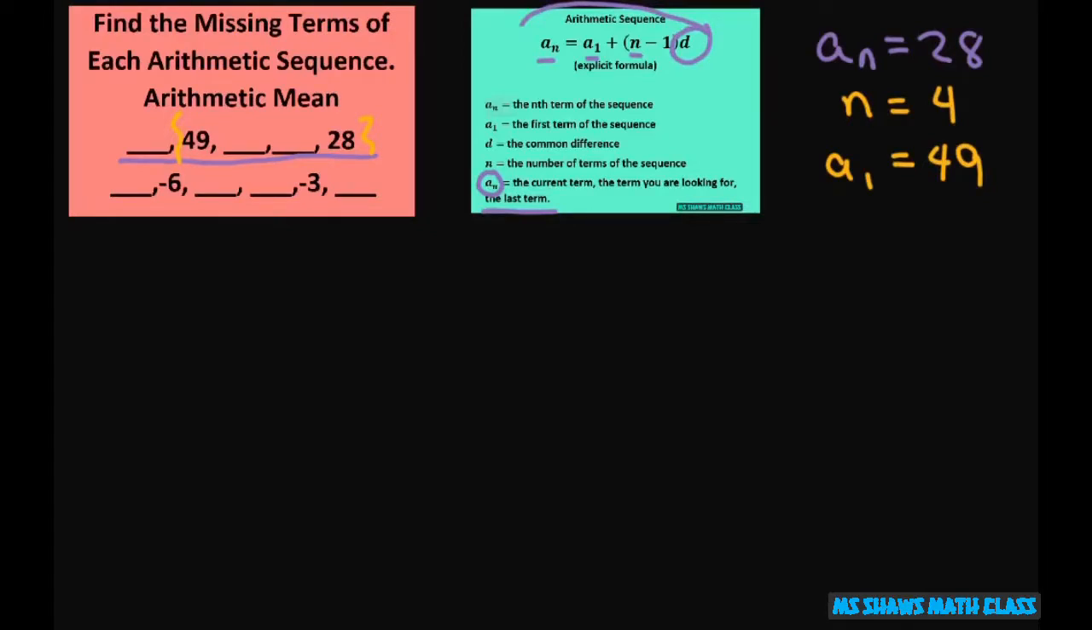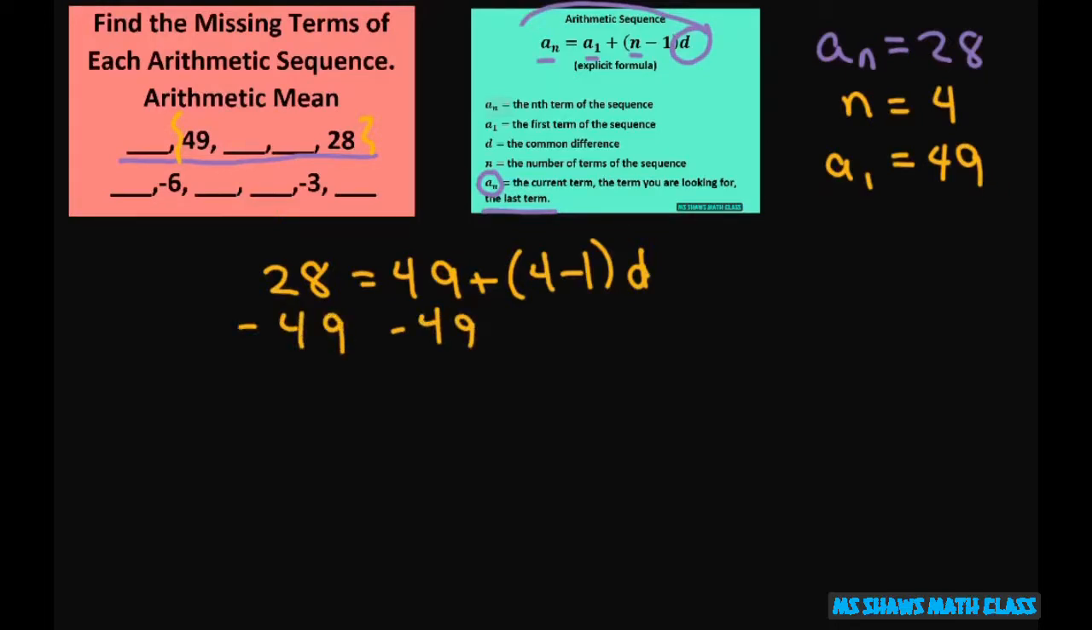So let's use our formula. We have 28 equals 49 plus 4 minus 1 times D. Now we're going to subtract 49 from both sides. So we get 28, I'll make sure I do this correctly, I always make little boo-boos. So that goes away. So we're going to have negative 21 equals 3D. And therefore, D equals negative 7.